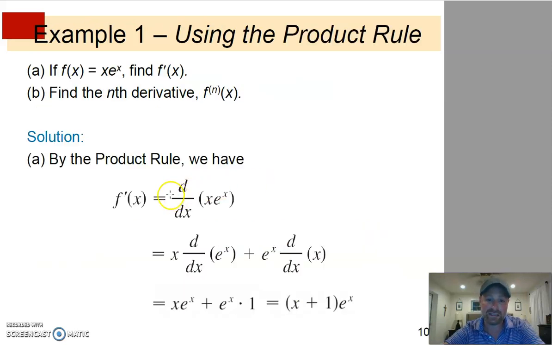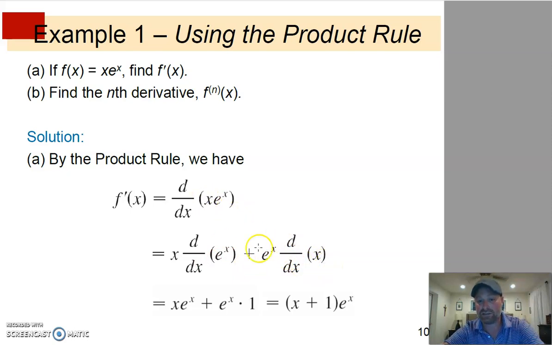So this is an example here. They're looking for, if f of x equals x times e to the x, find f prime of x. So basically what we need to do is take the first function, which would be x, and multiply it by the derivative of the second function, which is e to the x, okay? The derivative of, and then you add to that the second function times the derivative of the first function, so the derivative of x.